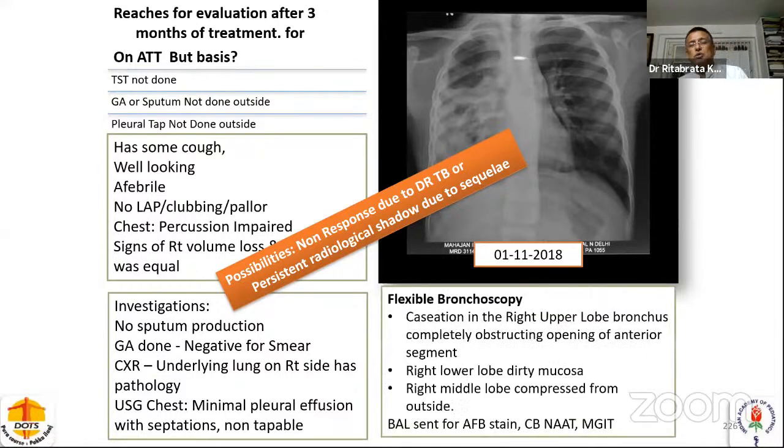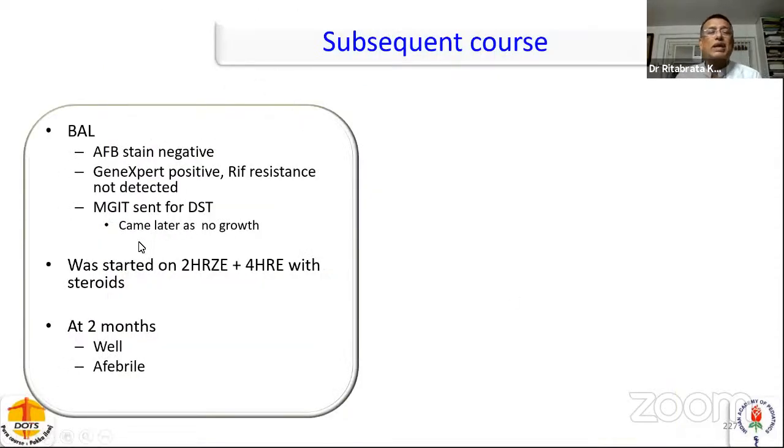So it was thought to do a bronchoscopy. And on bronchoscopy, it was found caseation in the right upper lobe bronchus completely obstructing the opening of the anterior segment, right lower lobe dry, dirty mucosa, and right middle lobe compressed from above. The bronchoalveolar lavage was sent for AFB, CBNAAT, and Mycobacterium growth indicator tube, liquid culture. These three things were sent. So what we found in the report, AFB stain was negative, GeneXpert was positive, rifampicin resistance was not detected.